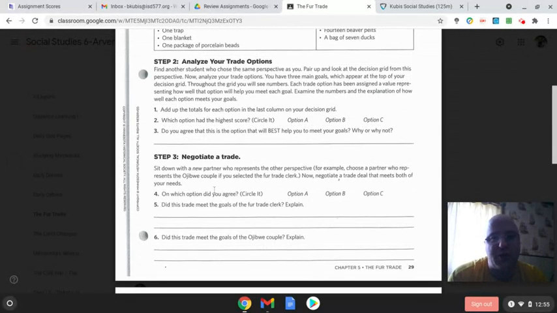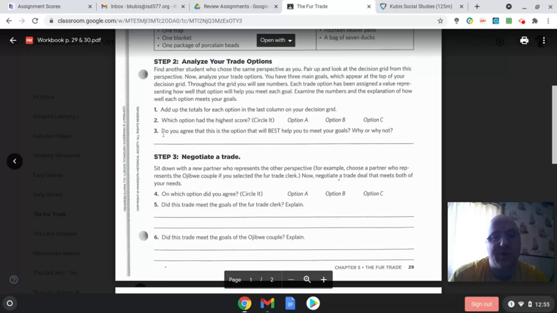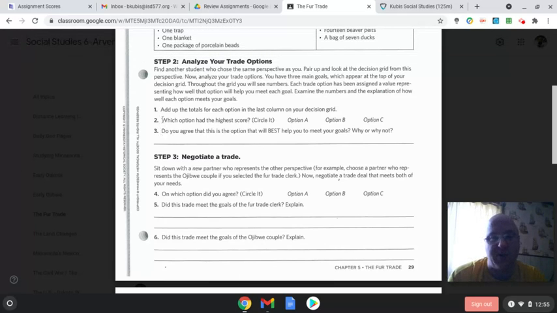The negotiated trade, don't worry about step 3 and what you're doing. That's something we're doing in class. So don't worry about step 3, but please put your answers to 1, 2, and 3 in a Google Doc and share it with me. Make sure with questions 2 and 3, you're answering it from both the Ojibwe couple's perspective and the fur trade clerk's perspective.